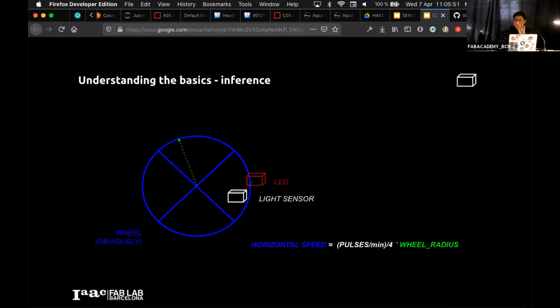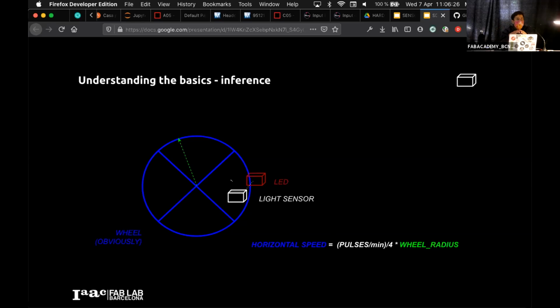I divide it by 4 because I have 4, and then I multiply that by the wheel radius, and that's how fast I'm going. Or otherwise, I could just say, if I'm getting 4 pulses per minute, it means that I'm rotating once in the wheel. But there's no wheel speed sensor as such. What I'm measuring is pulses with a light sensor and an LED. Okay, and that simplifies, and I think that will give us a lot of confidence in making sensors that don't have to be super complex.